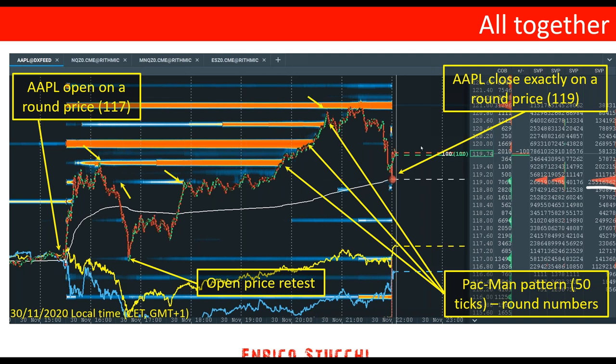Okay, Pac-Man pattern. Look at how many ticks, 50 ticks per movement, because liquidity levels are 50 ticks away one from each other. Okay, so this is very useful because you know how many ticks you can move the price in the next movement.